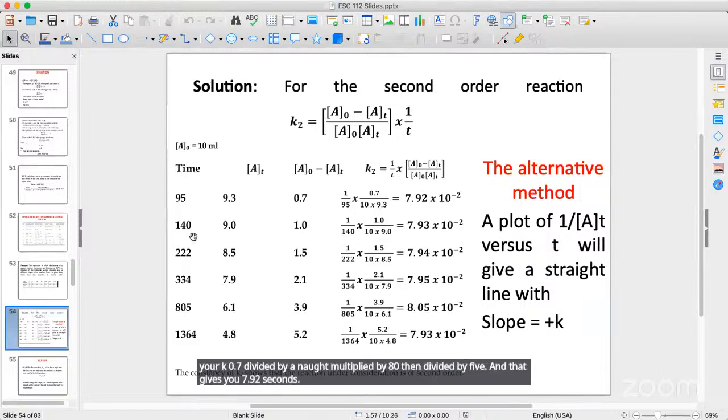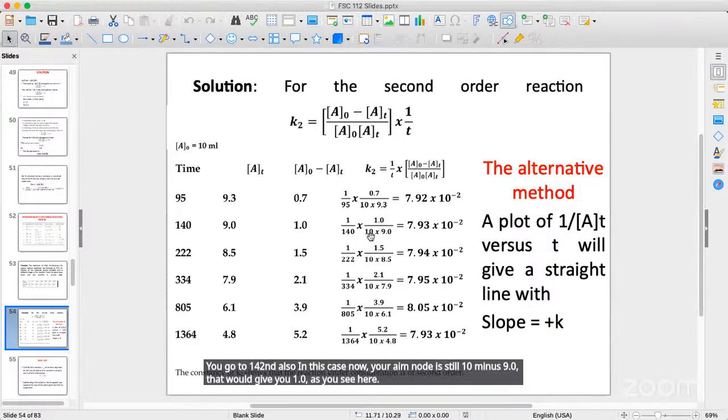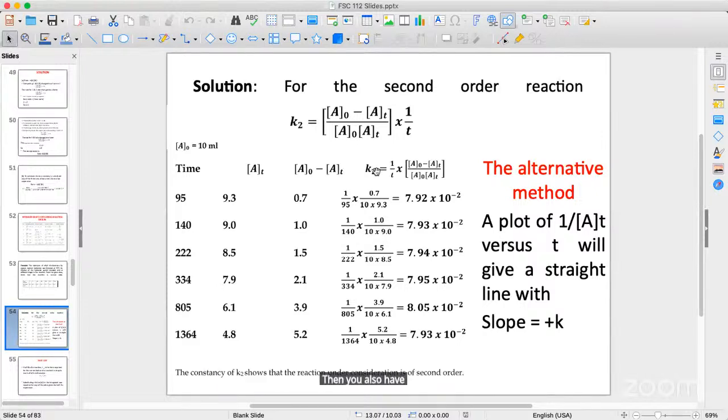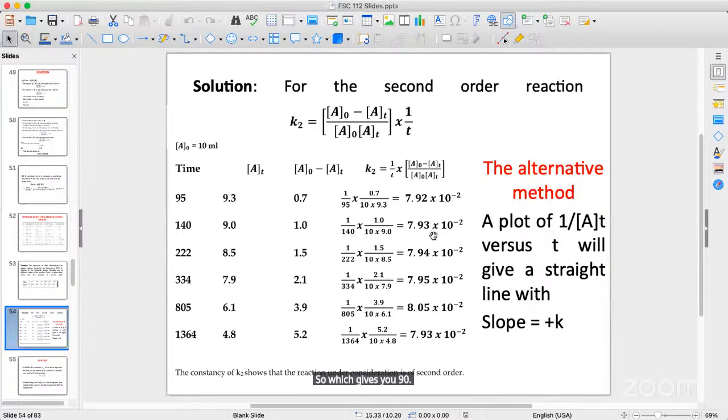You go to 140 seconds also. In this case, your A naught is still 10, minus 9.0. That will give you 1.0, as you see here. Then you also have 10 multiplied by 9.0, which is your A naught multiplied by A minus x. What you're subtracting here is what you're multiplying with. That gives you 90. Then you calculate your k, that gives you 7.93, and so on.